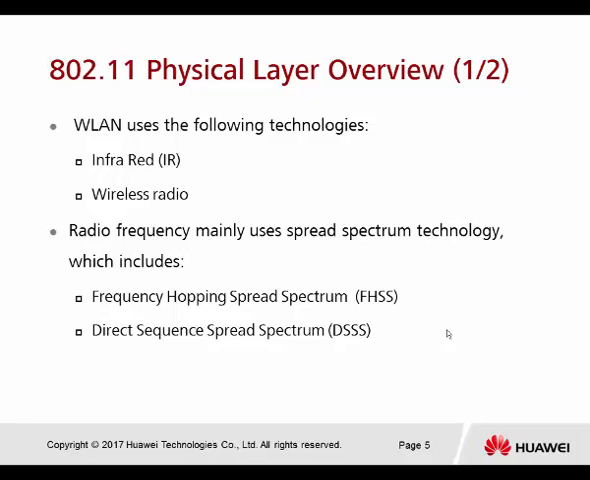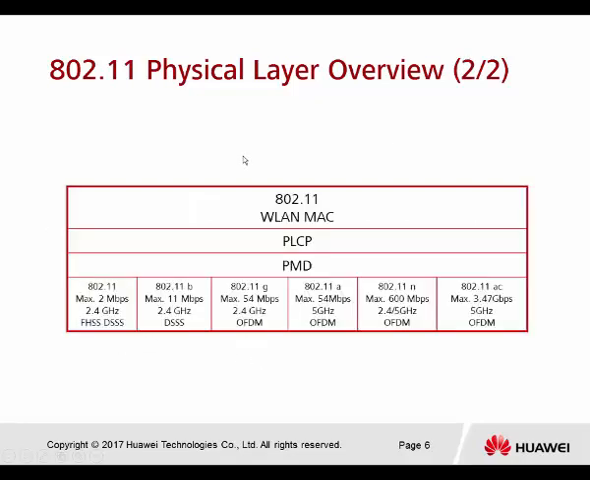So they have the following technology in WLAN. The first one is IR, infrared. Then we also have wireless radio. Radio frequency mainly uses spread spectrum technology, which includes FHSS, frequency hopping spread spectrum, or DSSS. Okay, so this one will be the frame format for the physical layer. On the top they will have the WLAN MAC, and then PLCP, followed by PMD, and finally they go to the standard choosing. So they know currently for the wireless what kind of version they're using, b/g, a/n, or ac.